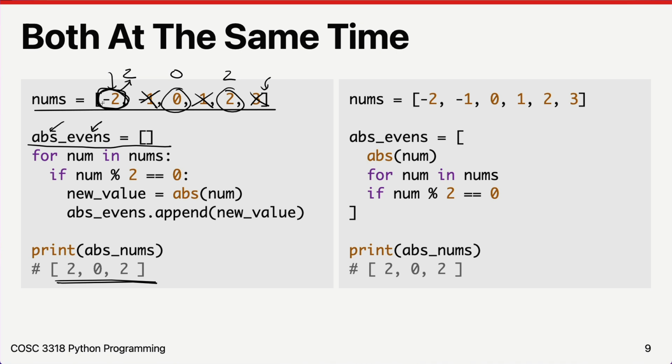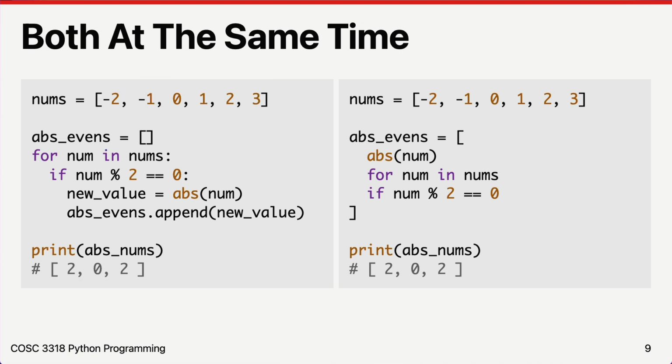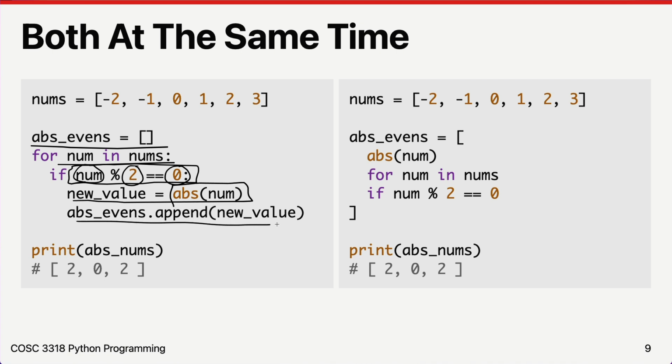Okay, so with all that in mind, our code on the left-hand side, it looks like this. We create that new destination array, our new destination list. It's empty. Then we loop over each of the numbers. Then if the number is even, and we test that with the modulo operator, which is to say if we take this number and divide it by 2, we want the remainder to equal 0. That means it's an even number. Then we calculate a new value by using the built-in absolute function, and then we append it to that list.